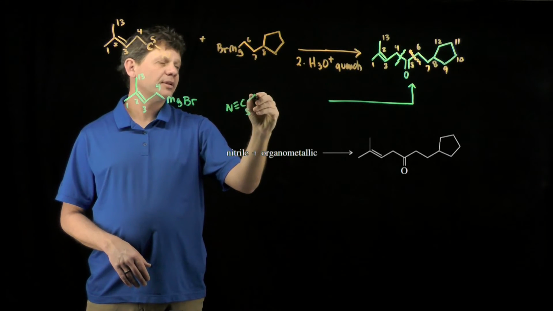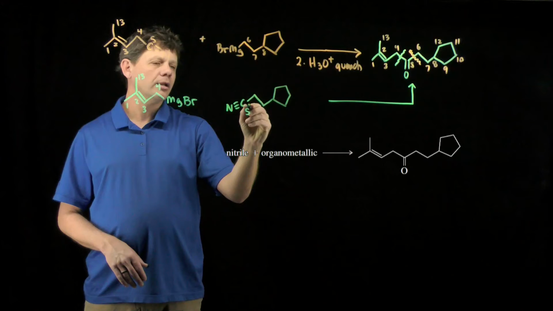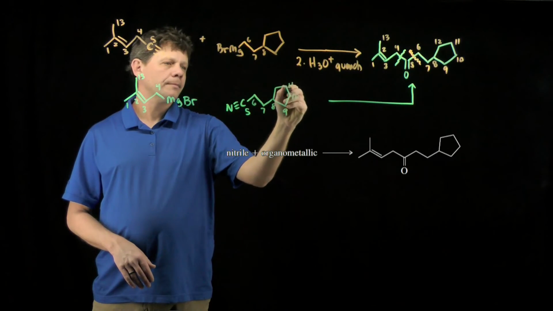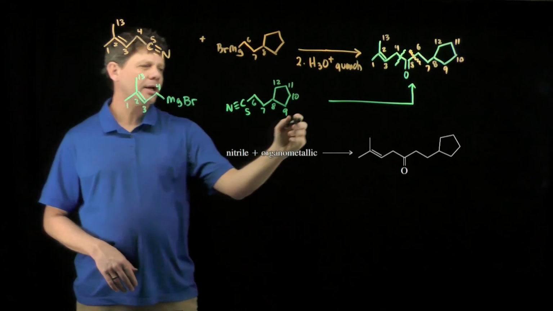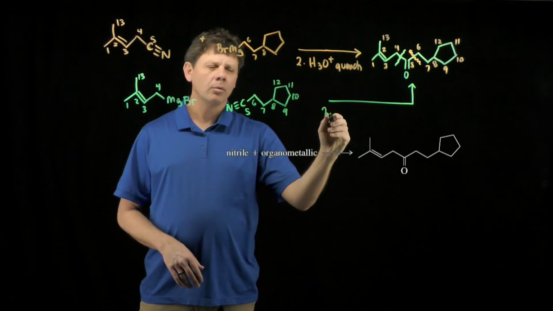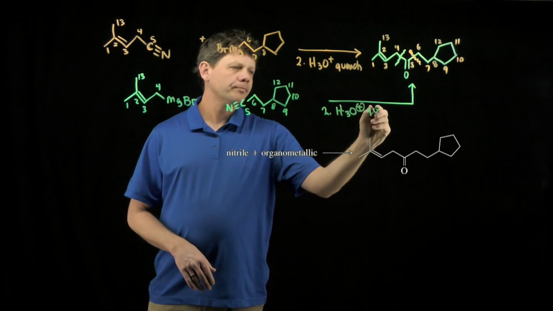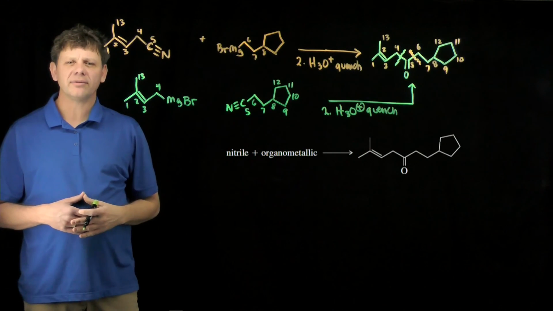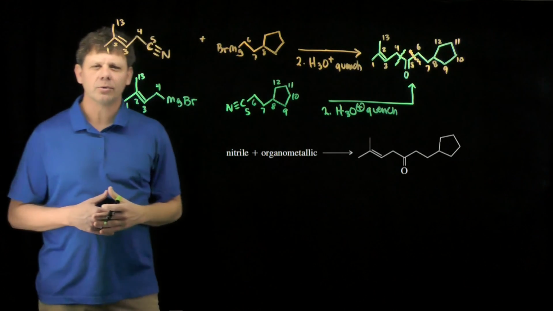We go up to carbon 6, down to 7, up to 8, put in the ring. We can again number the carbons to make sure that all of it is there. This organometallic would react with this nitrile, and then in the second step, where we do the acid quench and imine hydrolysis, we would end up with the ketone. These are the two ways that an organometallic can react with a nitrile to make the molecule on screen.